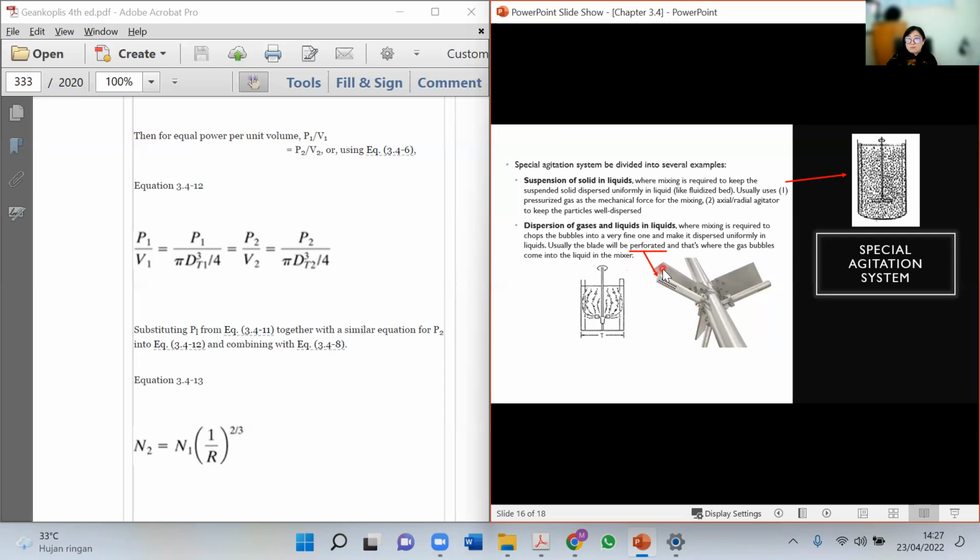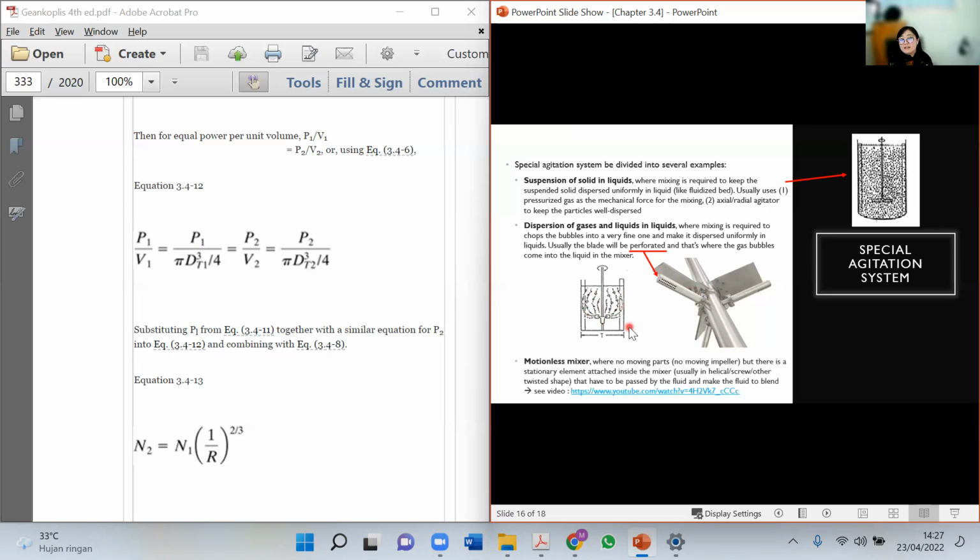If you don't know, perforated means having holes. So there are a lot of small holes there, and that's where the bubbles come into the liquid. So if we use this type of agitator, the bubbles will go up like this during the agitation.